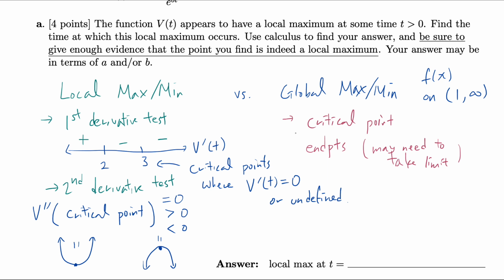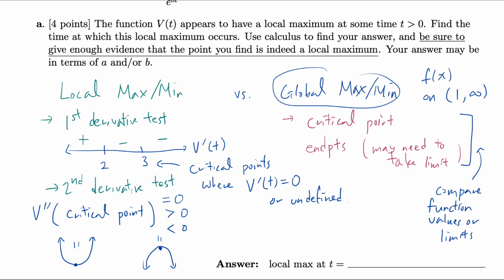So here, you don't make any sign chart. If you find yourself making a sign chart when it's a global max and min, you're probably doing it wrong. So make sure you use the right techniques. Here the key thing is you look at these points, and you should just plug them into the function and compare function values or limits. I have a video in which I go through global max and min very carefully. So if you're interested, make sure you check it out.